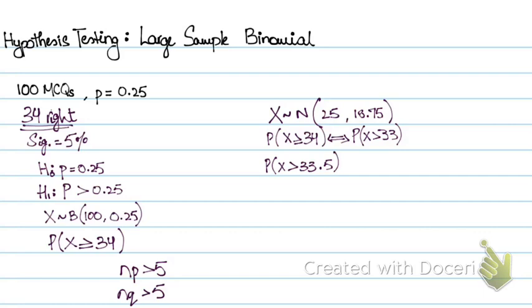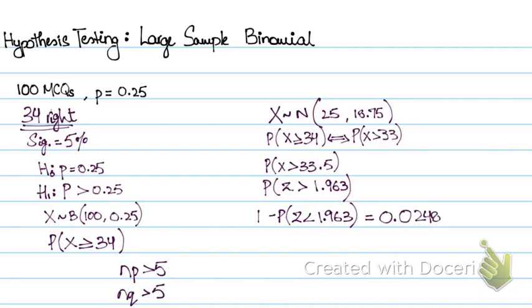Now this becomes probability of Z greater than 1.963. This turns out to be 1 minus probability of Z less than 1.963, and this is 0.0248.